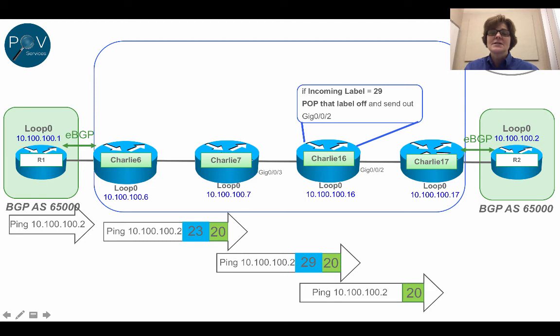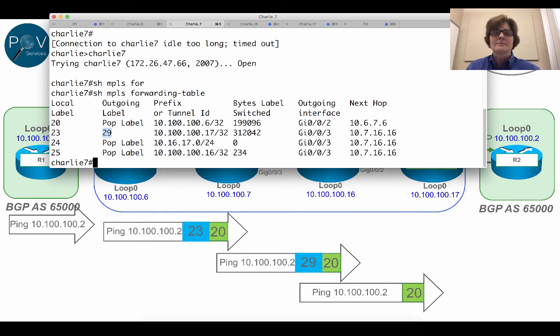And so it's going to say, if incoming label is 29, pop that label off and then send it out gigabit 0/0/2. It will look like this because the label distribution protocol intelligence has already figured out that Charlie17 is the next hop. So as soon as I send it out this wire, I don't need this blue one anymore, because I'm getting to the place where the green's going to make sense. Again, this is called penultimate hop popping.